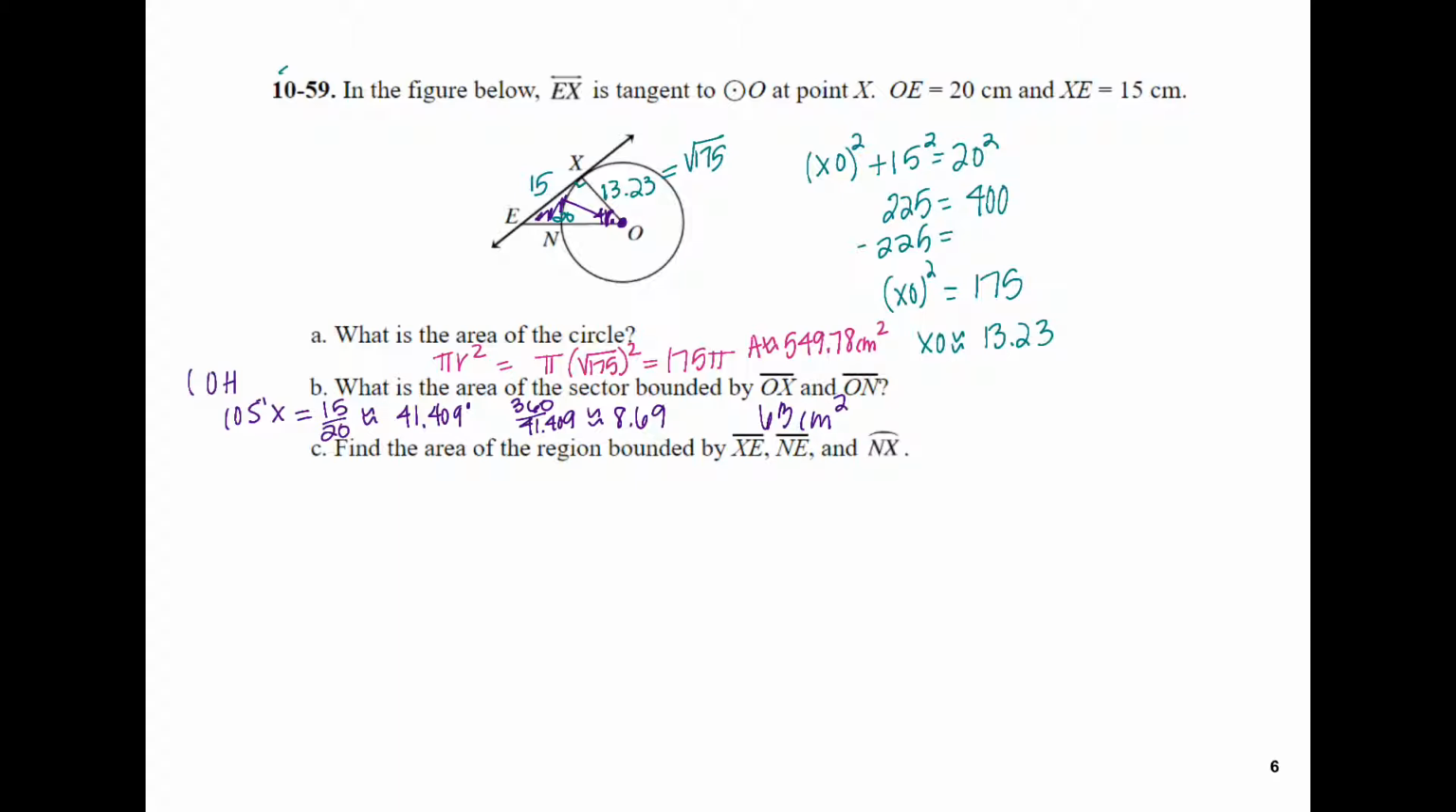So what we can do is we can take the area of the triangle, which is 15 times 13.23 divided by 2, 99.225, subtract out the area of our sector, which is approximately 63, and we get approximately 35.986 centimeters squared.